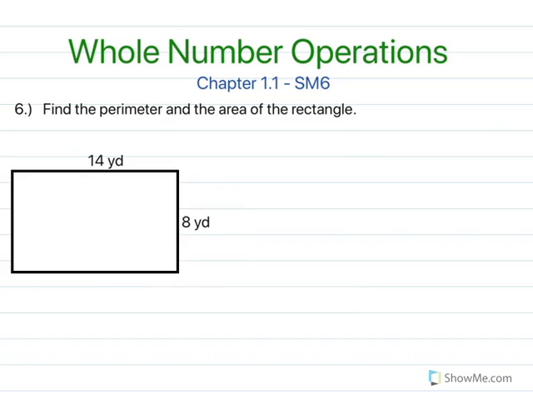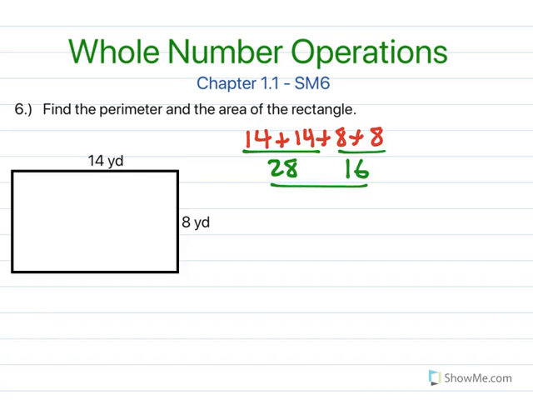All right, let's try our next one. The next one says find the perimeter and the area of the rectangle. So for the perimeter, you add up all the sides, so it's going to be an addition problem. So I'm going to have 14 plus 14 plus 8 plus 8. And so this, I can just go ahead and add 14 plus 14 is 28. 8 plus 8 is 16. I can add these together, and I'm going to get 44.